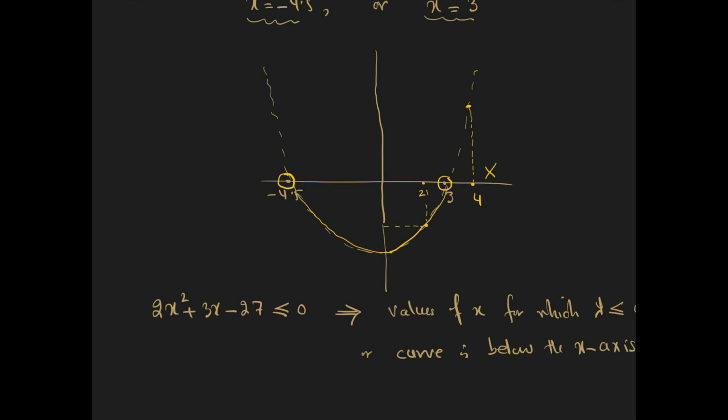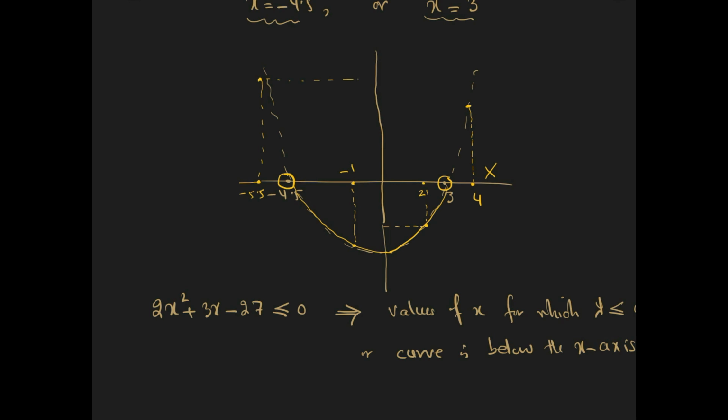Similarly, you can check some more points on the curve for different values of x. Say if we have -1, for -1 we can see that the curve is below the x-axis. Similarly, if we take a value smaller than -4.5, let's say -5.5, then you can see that the curve is above the x-axis.